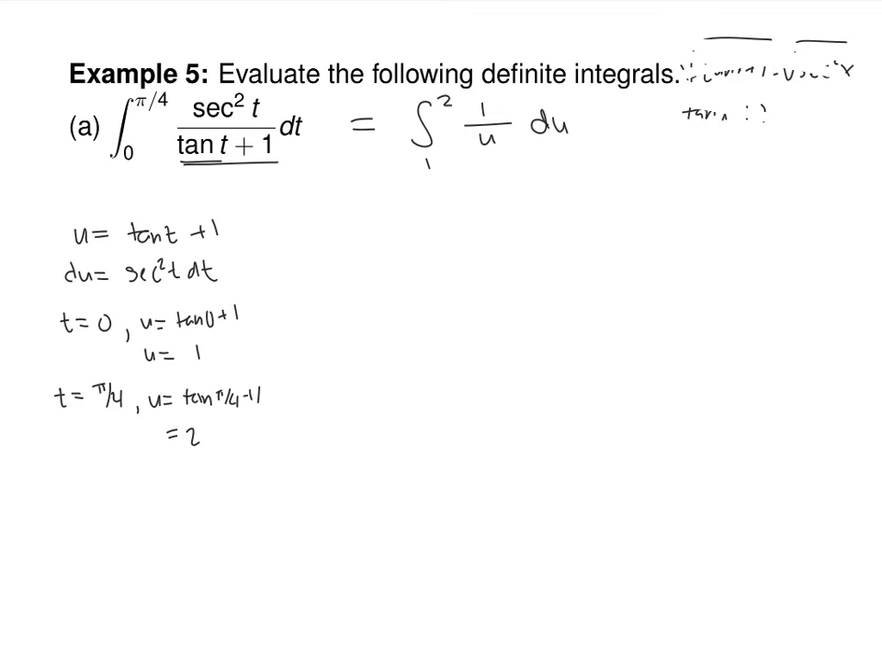If you were to graph both of those functions, the area under the first, more complicated curve between 0 and pi quarters is the same as the area under the second, less complicated curve between 1 and 2. So just find that one. Don't find the first one. What's the antiderivative of 1 over u? So that's ln of 2 minus ln of 1, which is ln of 2.